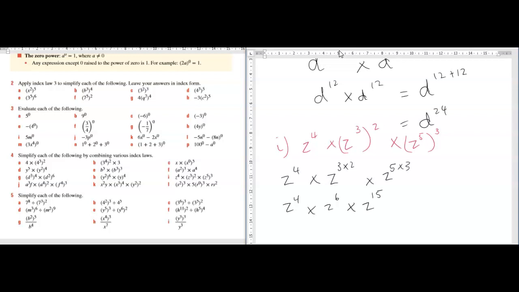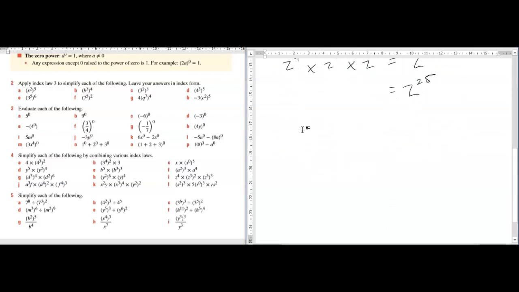Now we're using index law 1, so we're going to have the same base, and we add our powers. So 4 plus 6 plus 15. And that's going to be z to the power of 25. Okay, let's just finish with L. So we've got s squared to the power of 3 times 5 r to the power of 0, all to the power of 3, times r s squared.